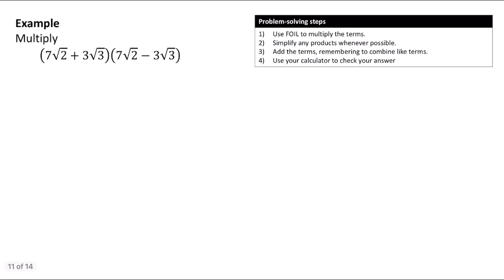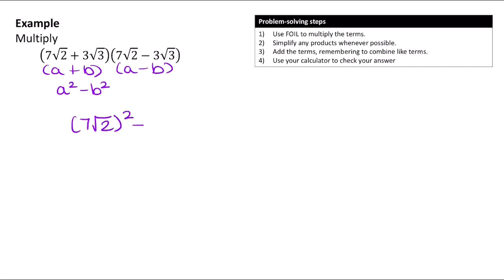So for example, if we're multiplying these binomials together, notice that they are conjugates. So I can realize that this is basically A plus B and this is A minus B. So my product is going to be A squared minus B squared. So I can say that my product is basically 7 square root of 2 squared minus 3 square root of 3 squared. So remember when you're squaring a product, this is another one of those exponent properties, both terms inside the product get squared. So we have 7 squared times the square root of 2 squared.